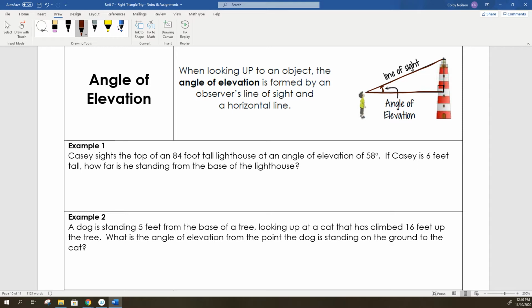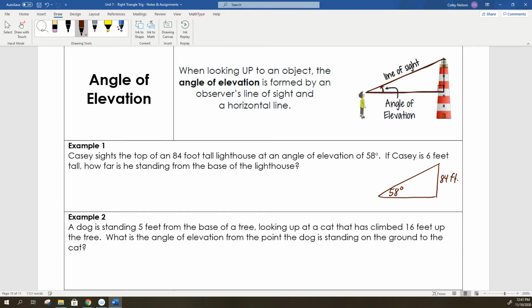So first of all, Casey sights the top of an 84-foot tall lighthouse at an angle of elevation of 58 degrees. So if I'm going to draw this, I'm going to draw an angle of elevation of 58 degrees. Casey is 6 feet tall. How far is he standing from the base of the lighthouse? Well, how tall is the 84-foot tall lighthouse?